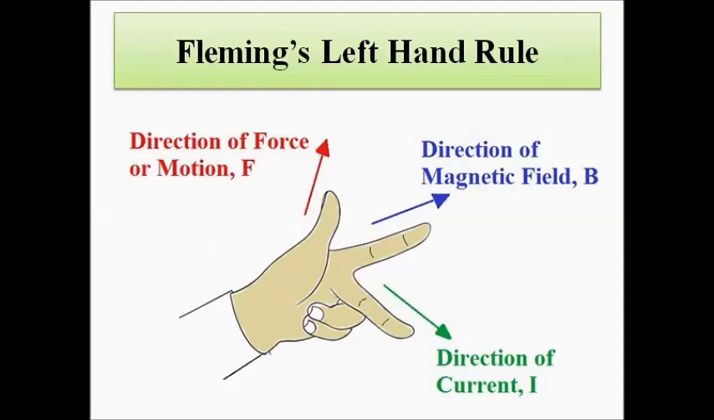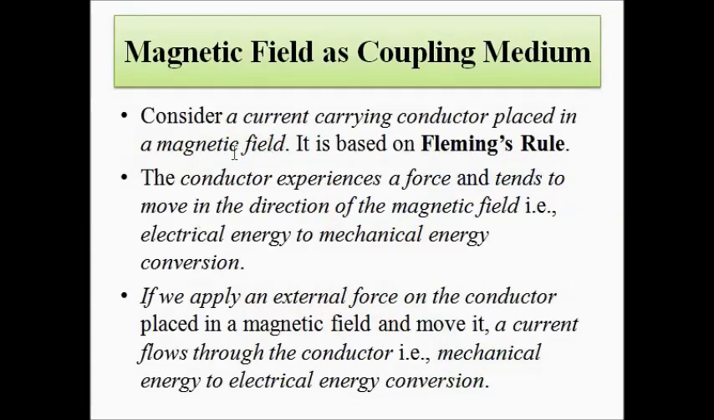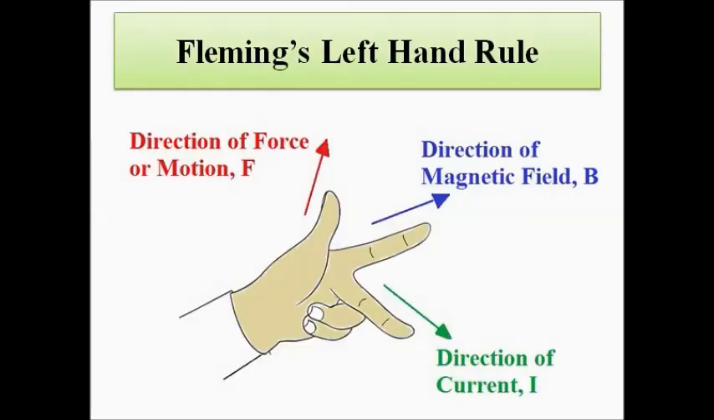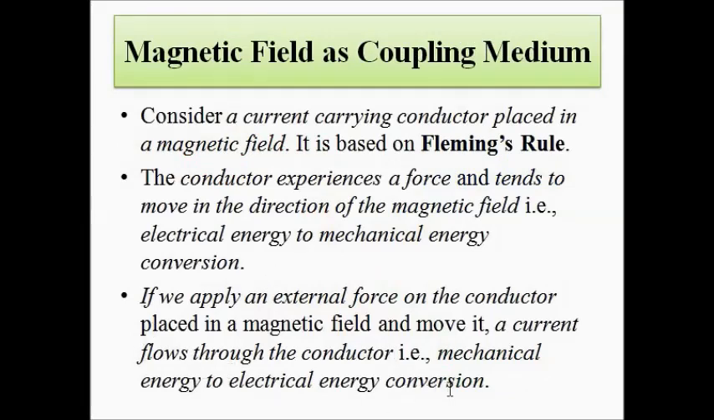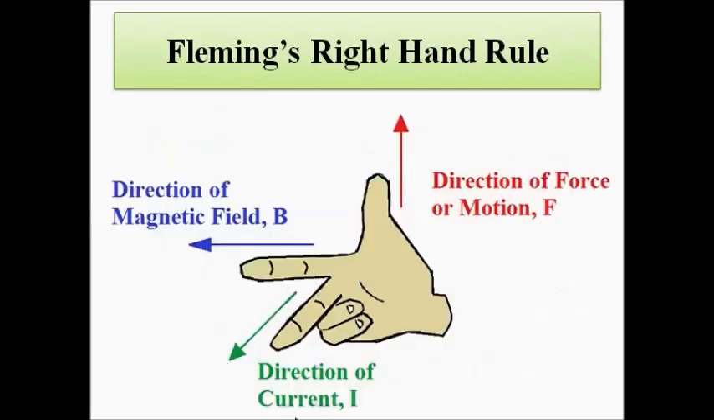So Fleming's left hand rule is applicable for this first thing. A current carrying conductor placed in the magnetic field experiences a force and tends to move, that is, the electrical energy to mechanical energy conversion is governed by Fleming's left hand rule. And the mechanical energy to electrical energy conversion, that is, applying an external force on a conductor which is placed in a magnetic field causing a current to flow through it, is governed by Fleming's right hand rule. So both the left hand and right hand rules say essentially the same thing, that is, the directions of the three parameters, force, magnetic field, and current, are mutually perpendicular. So that is the main thing.